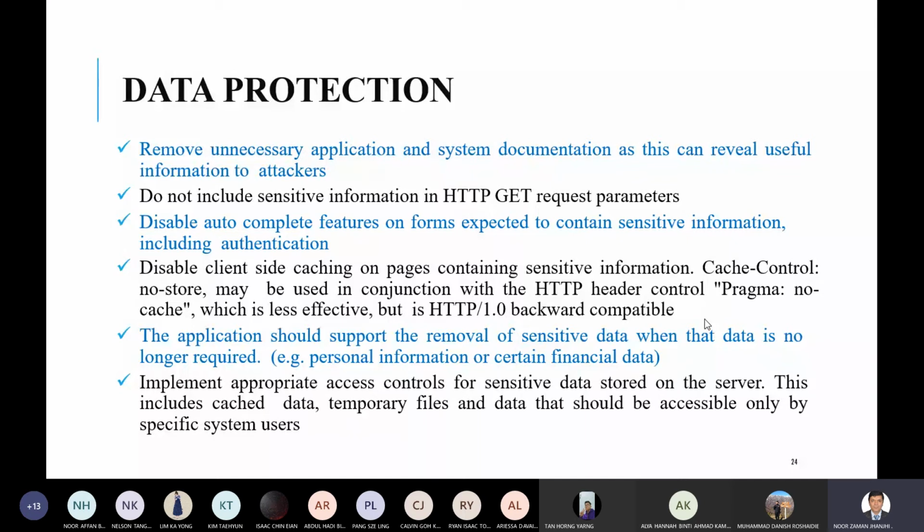So that's what we mean, that we need to have data protection and access protection. We have to have password management rules, access control and authorization control, and session management. All these things are critically important.